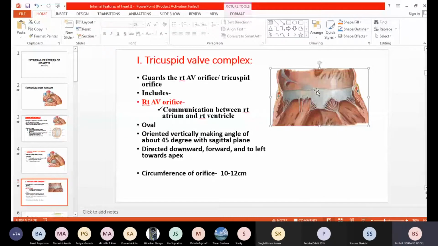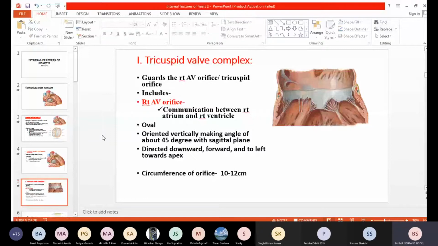And now the circumference of the orifice, after we approximate the cusps together to form the orifice, is 10 to 12 centimeters. The diameter of the orifice is 10 to 12 centimeters. In some pathological conditions there might be narrowing of the orifice, right? So the normal diameter is 10 to 12 centimeters. That is the circumference of the orifice of the tricuspid, the right atrioventricular orifice.